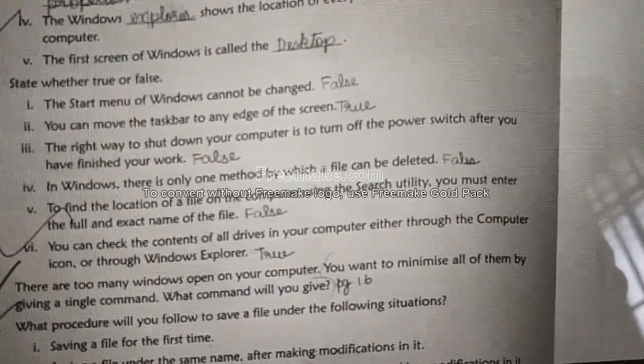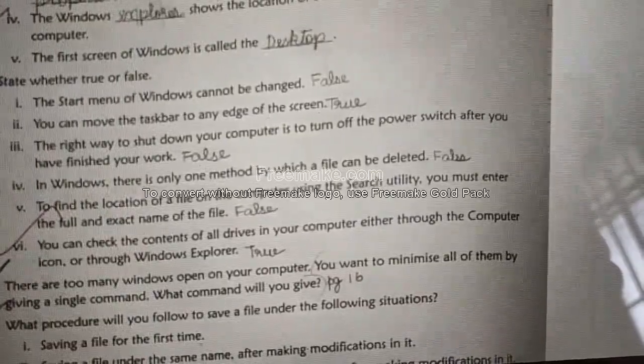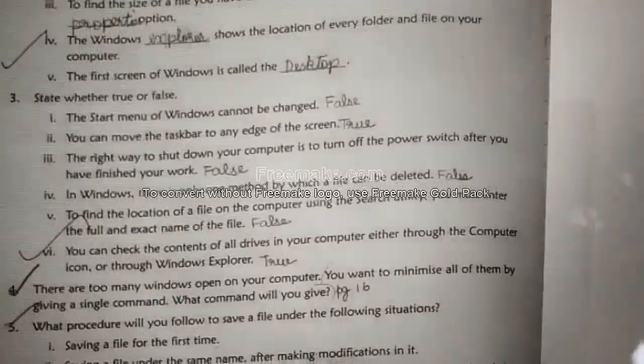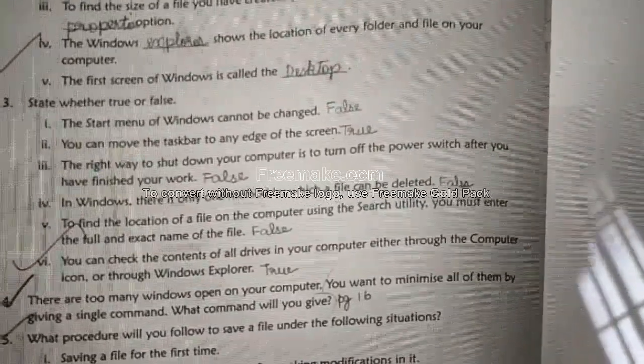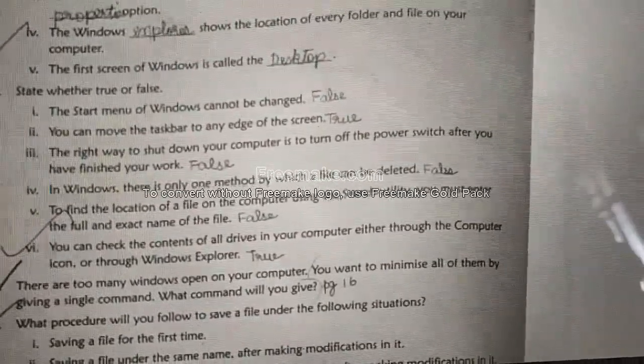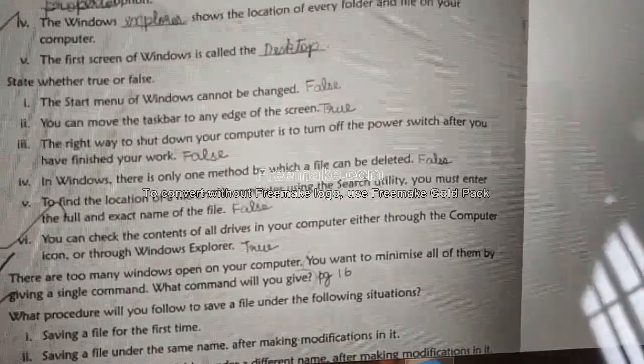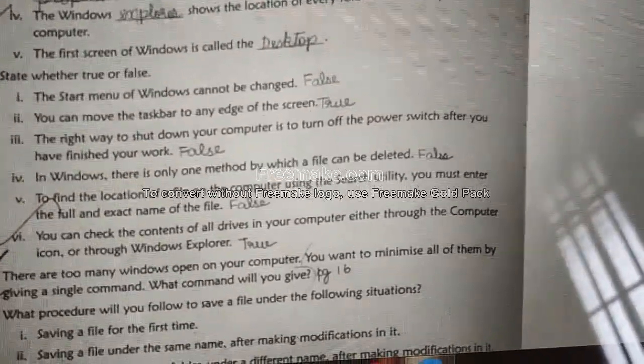Okay. In Windows 7, there is only one method by which a file can be deleted. In Windows 7, can you delete by only one method? No, you can delete by various methods. You can click on the file and give delete. You can press delete on the keyboard. You can right click on the file and give delete. You can give shift delete. All these options are there. So the answer is false.